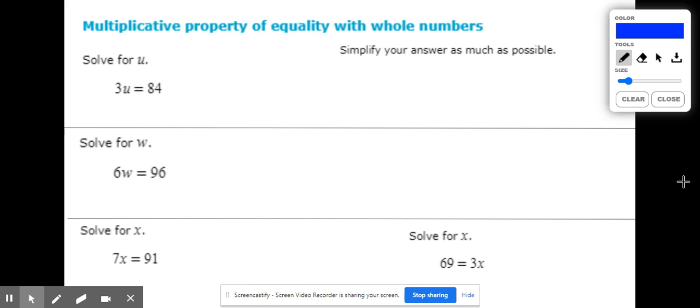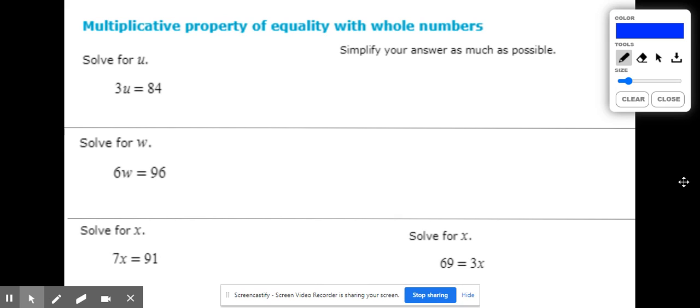And what this actually means, 3u is equal to 84, this means that u plus u plus u is equal to 84. So we need to figure out what number is it that when we repeatedly multiply or add it together 3 times, we get 84. In this case, rather than writing u plus u plus u, we just write 3 groups of u. That's what 3 times u means. 3 groups of u is equal to 84.